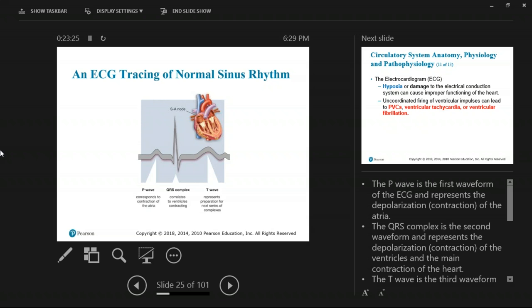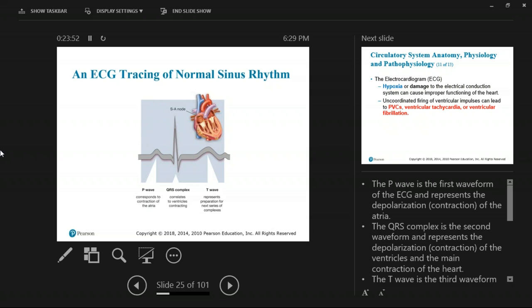So any first bump prior to the QRS complex is called a P wave. The P wave signifies atrial contraction. So this wouldn't be a bad thing to put on a card. This type of tracing, know what the P wave and the QRS complex are. So the P wave is the contraction or depolarization of the atria.